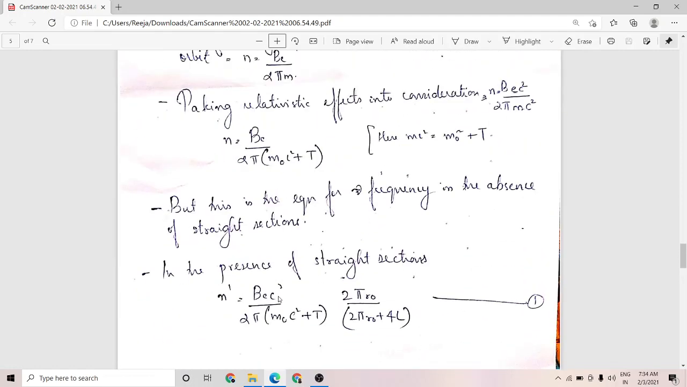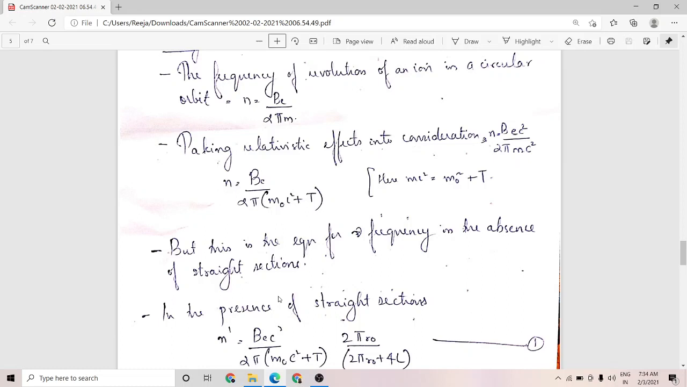So we have discussed in this session what synchrotrons are, the working of an electron synchrotron, the mathematical theory, as well as the working of a proton synchrotron.